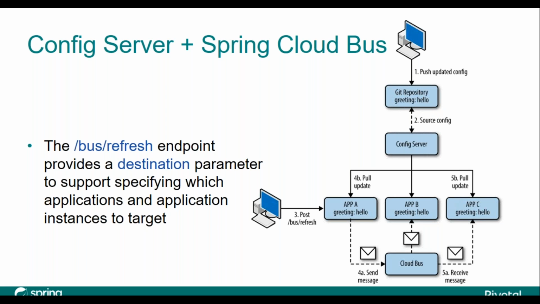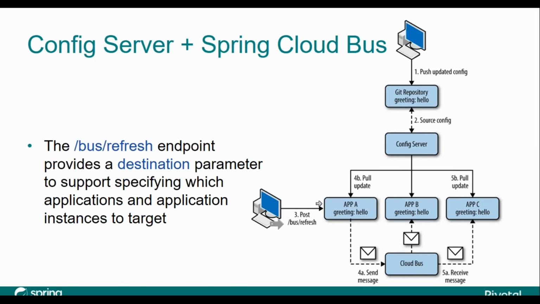Now, how do the config server and Spring Cloud Bus work here? In the picture, you can observe that your config server is reading the source configuration from the Git repository. Now, there are three instances of my app, A, B, as well as C. Using Postman or any REST client, I say the HTTP method is POST, and the endpoint would be bus/refresh.